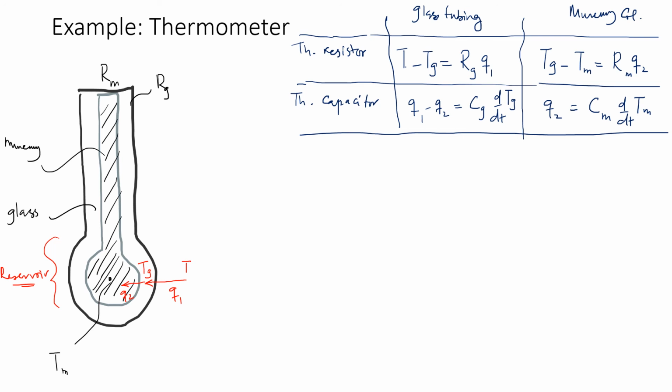So now these are the two columns corresponding to glass tubing and mercury column. So if you write down the expressions and solve them, making sure that you remove the temperature of the glass, which should not be here in this whole set of expressions. If you remove it, you would find one expression, and I'm going to leave it like a little exercise for you to do, because we are getting short of time.